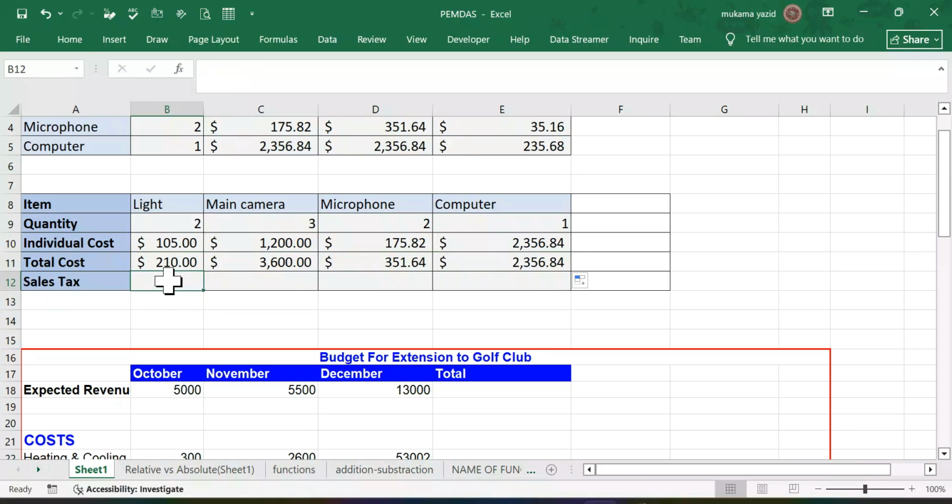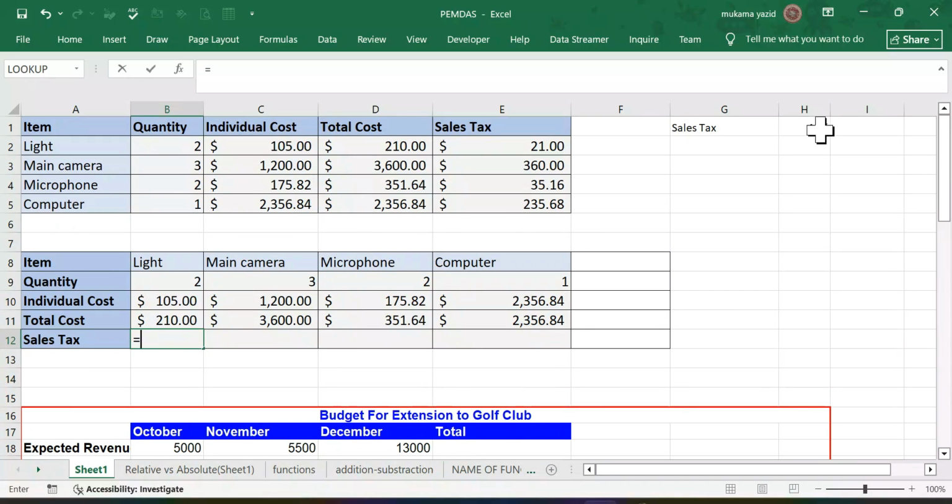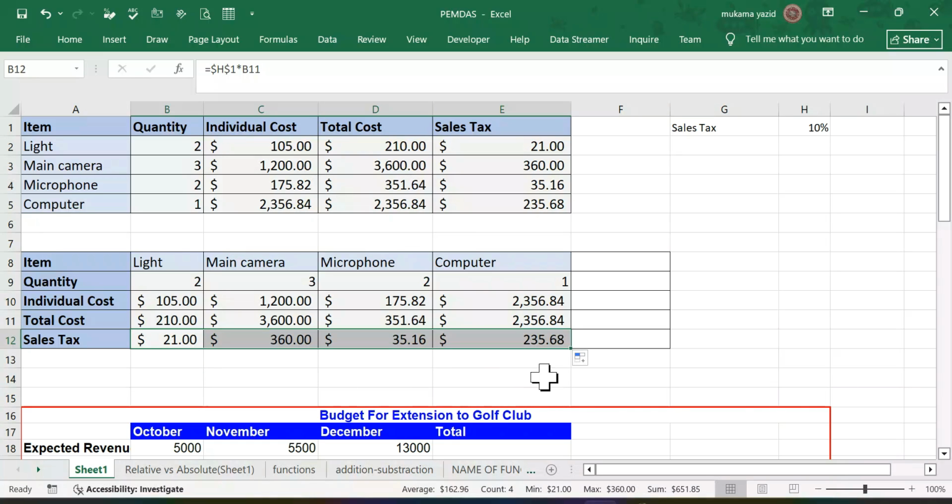The same applies here. We're going to use this tax rate, which was given in the question, which is 10%. We lock it, make it absolute, then multiply by the total. This is the total where we charge tax from. So we press enter, then we autofill to get the rest of the answer.